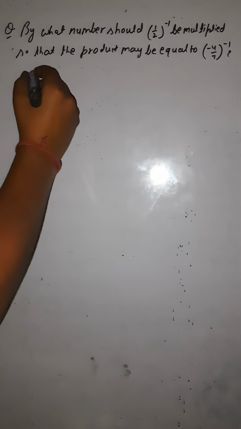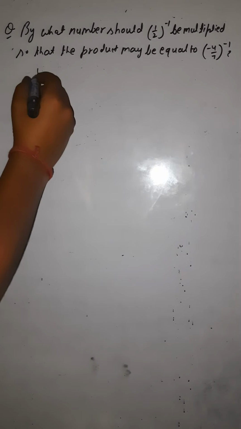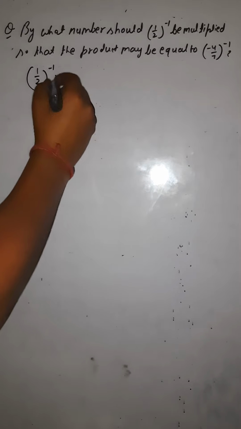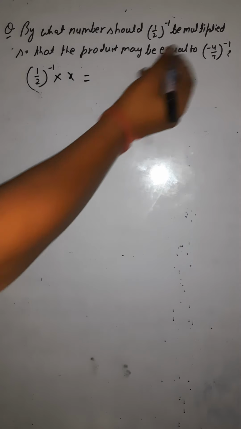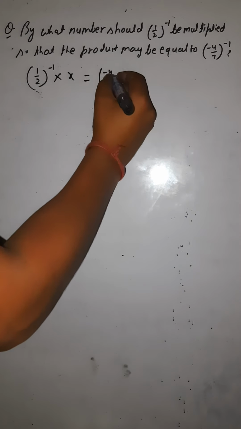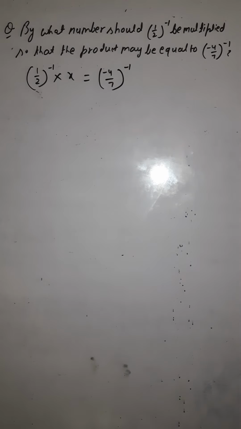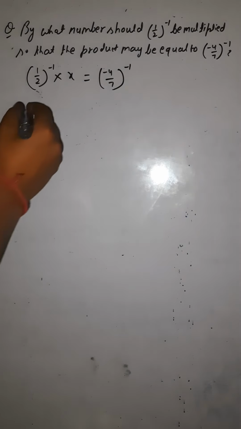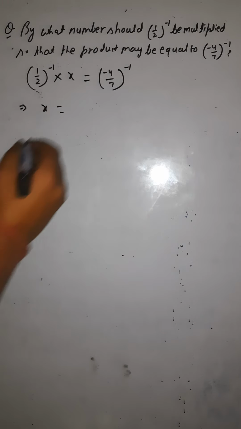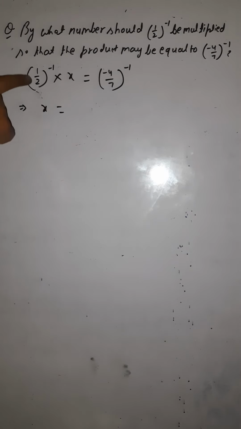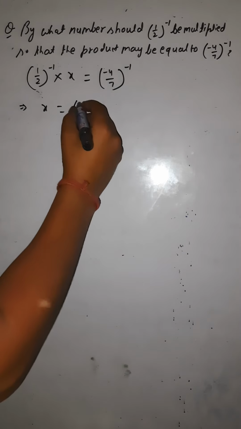Let's say I am multiplying (1/2) raised to the power minus 1 by x, and how much am I getting? I am getting (-4/7) raised to the power minus 1. That is what I am getting here. So I have to find out the value of x from here. So it implies x would be equal to this. If you see, this (1/2) raised to the power minus 1 is multiplying here, so it would divide there. Getting this?